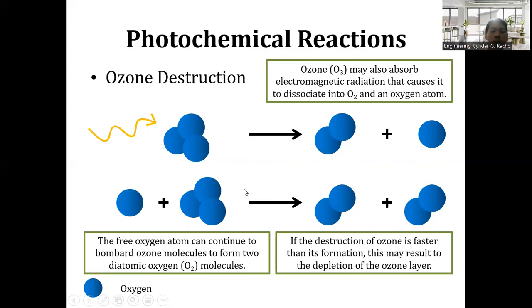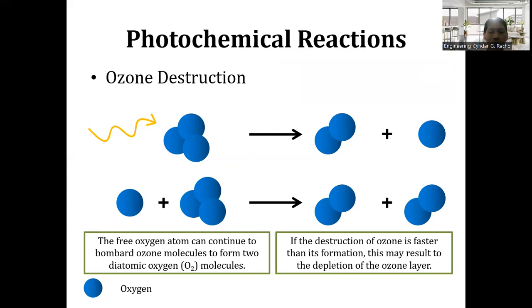So as you can see, this is a natural phenomenon happening on Earth, because Earth is exposed to the sun, to electromagnetic radiation. So this is a natural process. Now the problem comes in if the destruction of ozone is faster than its formation. When that happens, there will be ozone depletion in the ozone layer. So this is a natural phenomenon happening in the Earth's atmosphere.